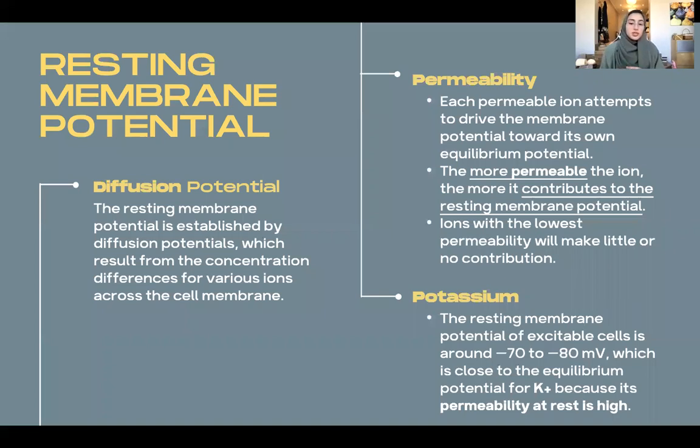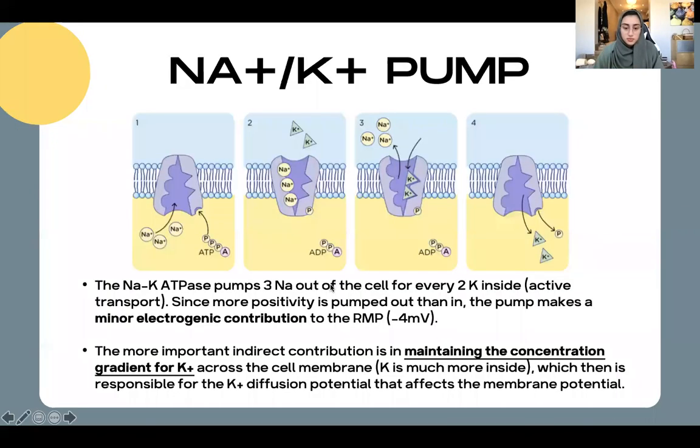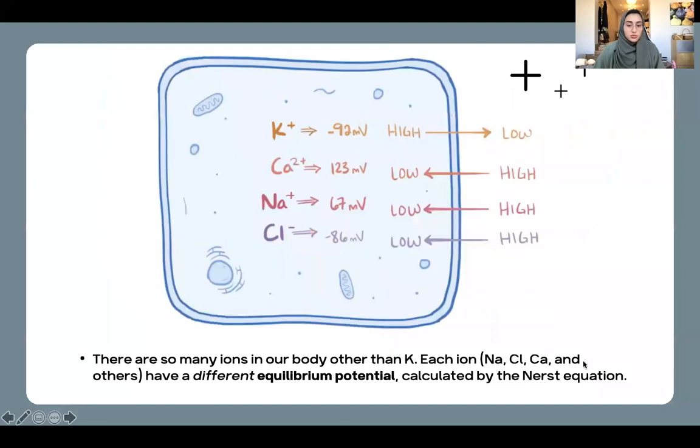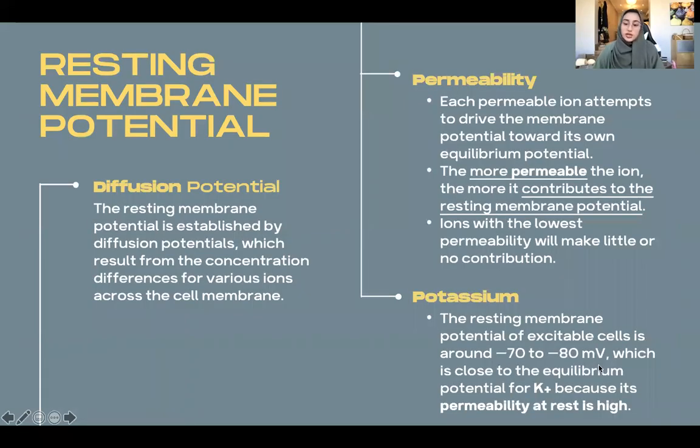The resting membrane potential of excitable cells is around -70 to -80 millivolts. If we go back here, we said the equilibrium potential for potassium is around -92, which is one of the closest to the resting membrane potential, relatively close to -70 or -80. The reason that's the case is because potassium is the most permeable ion. Remember the leaky channels I told you about: we have a lot of leaky potassium channels, so potassium contributes the most to the resting membrane potential.